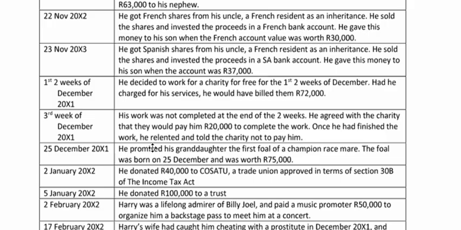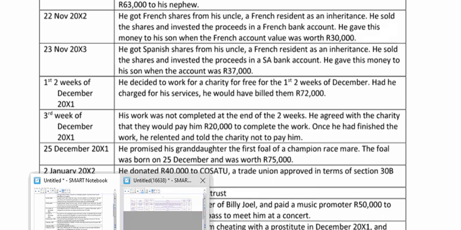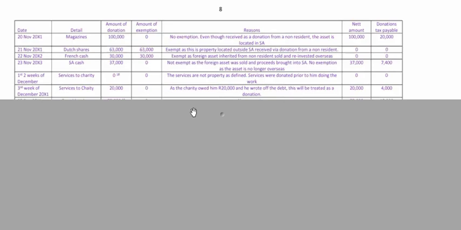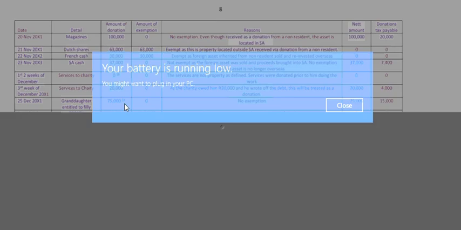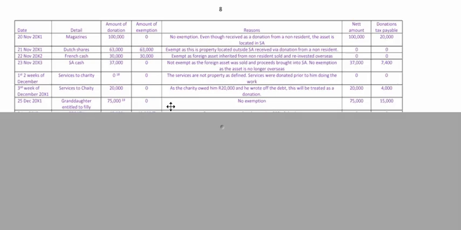It says he promised the granddaughter the first foal of a champion race mare. The foal was born on 25 December and it was worth 75,000. Okay. This champion race mare has now given birth. The 75,000 is now being donated to his granddaughter. 75,000 is the donation. No exemption for it.